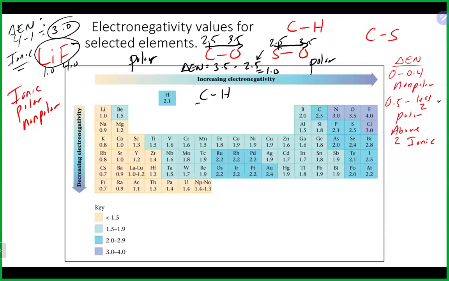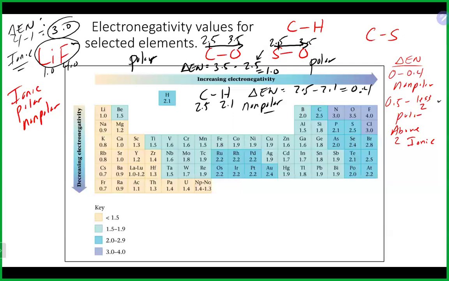Carbon being 2.5, hydrogen being 2.1. Difference in electronegativity, 2.5 minus 2.1, that's 0.4. This is going to be what's a bond? It is going to be a non-polar bond. Also, why the cutoff is at 0.4, because that is the bond that you see the most in organic molecules, which are non-polar compounds, and that carbon-hydrogen bond is considered non-polar.